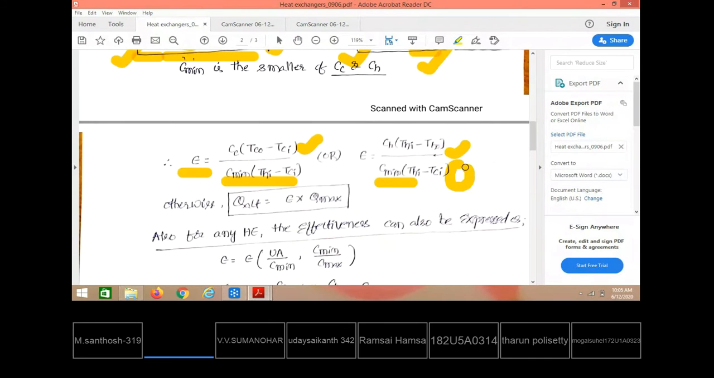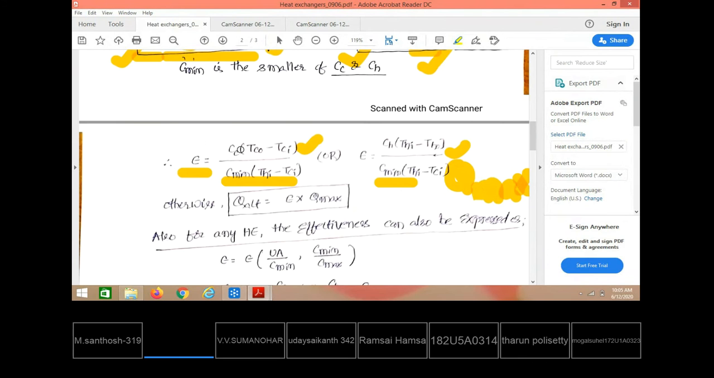The denominator won't be changed, whether it is for CH or CC. Out of CH and CC, whichever is minimum will be taken either here or here and multiplied by Thi minus Tci, while the numerators for effectiveness based on the hot fluid and on the cold fluid are different.